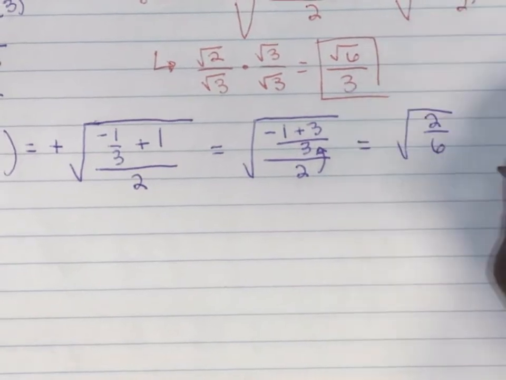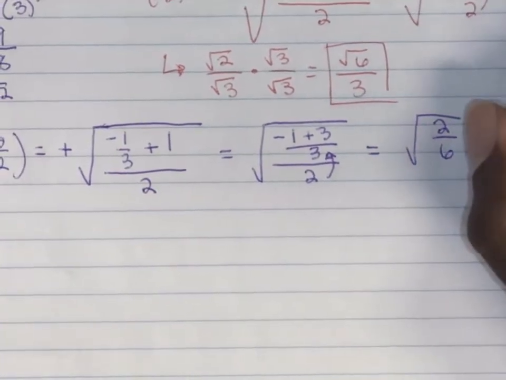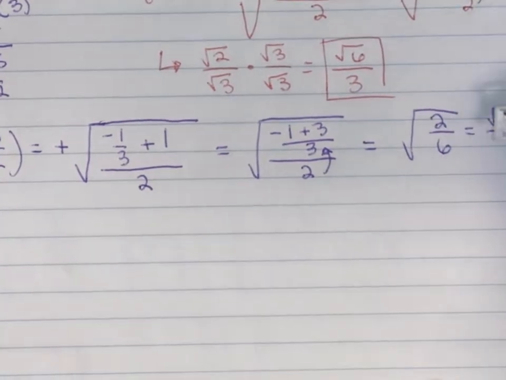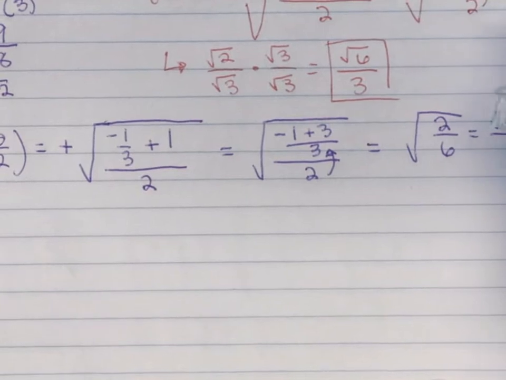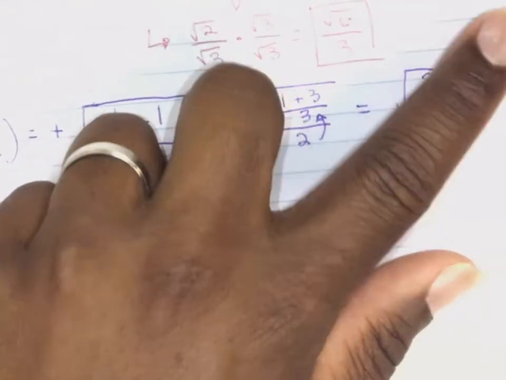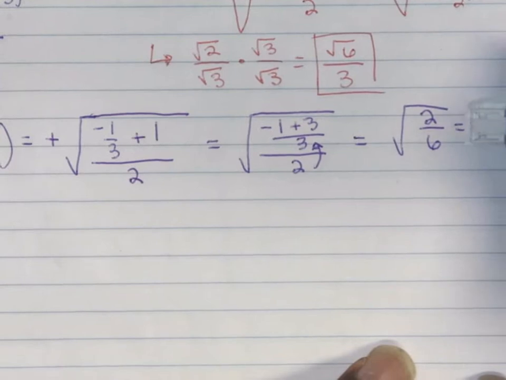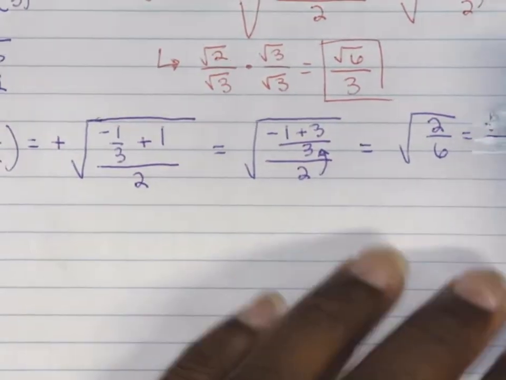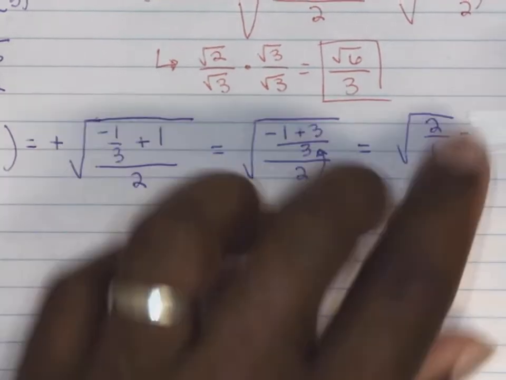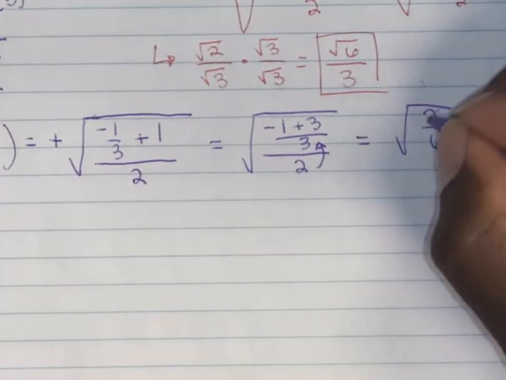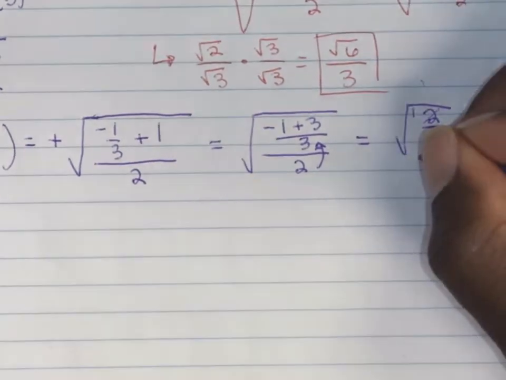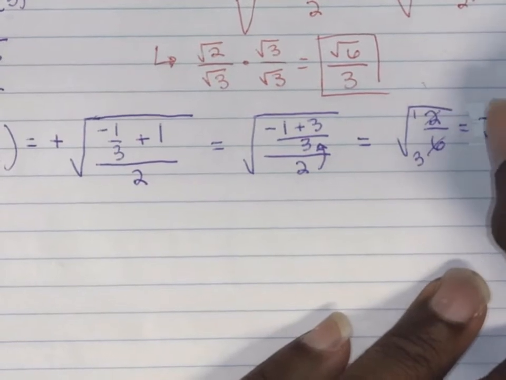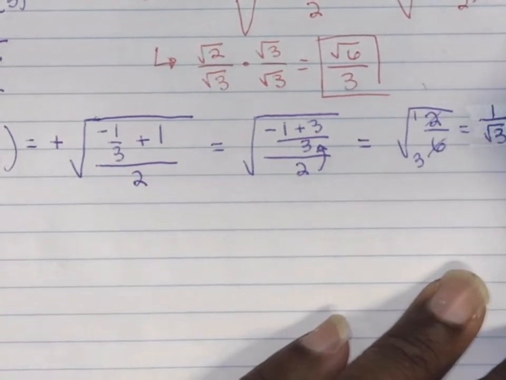And then I'll rewrite how this looks. Root 2, actually I can reduce this. Yeah, I should probably reduce this. They both are divisible by 2. All right, so 2 divided by 2 is 1, 6 divided by 2 is 3. So the square root of 1 is 1. I got 1 over root 3. When I rationalize it, I get root 3 over 3.